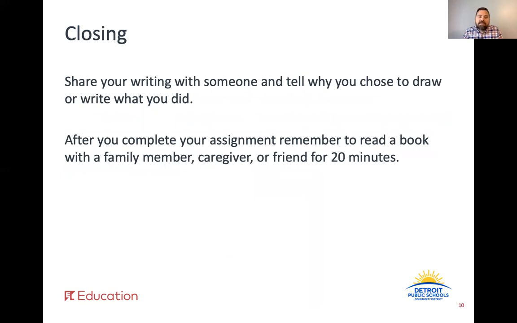So it's time to wrap up today's lesson. Let's think about how you did with our learning targets. The first one, I can find the gist of a specific section from the text, and I can use a variety of strategies to determine the meaning of unknown words and phrases in text. As a closing, share your writing with someone and tell them why you chose to draw or write what you did. Also, remember to read a book today for 20 minutes.